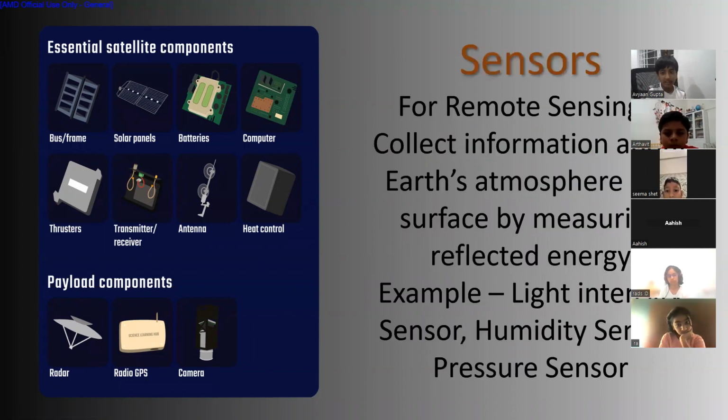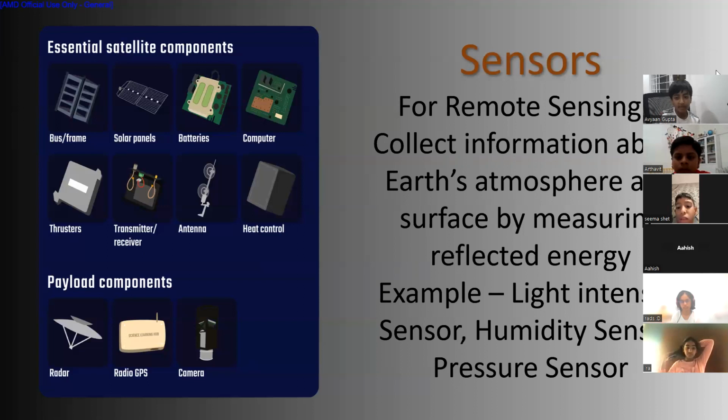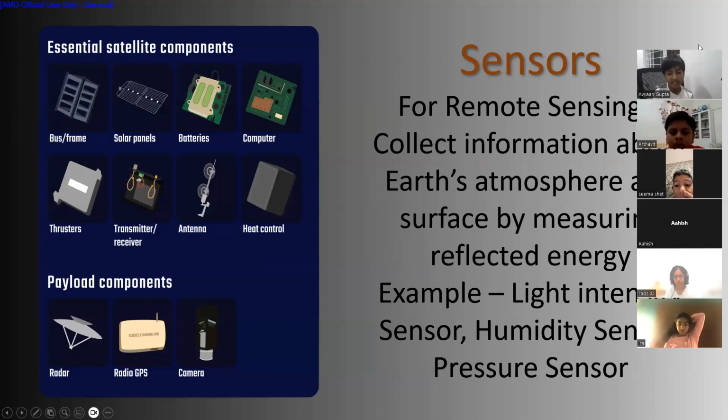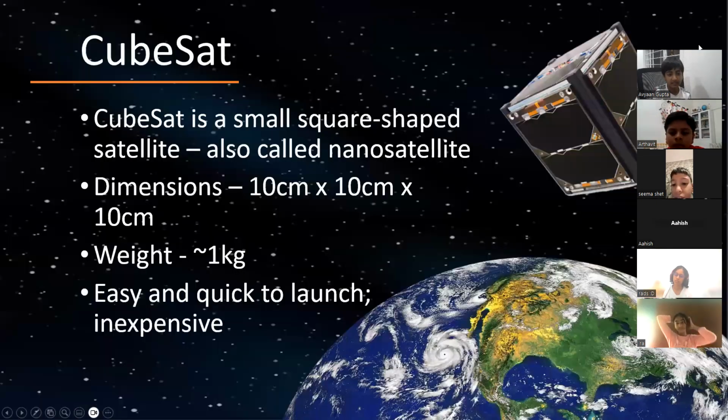Finally, the sensors. They are used for remote sensing. They help collect information about Earth's atmosphere and surface by measuring reflected energy. Examples are light intensity sensor, humidity sensor, and pressure sensor.